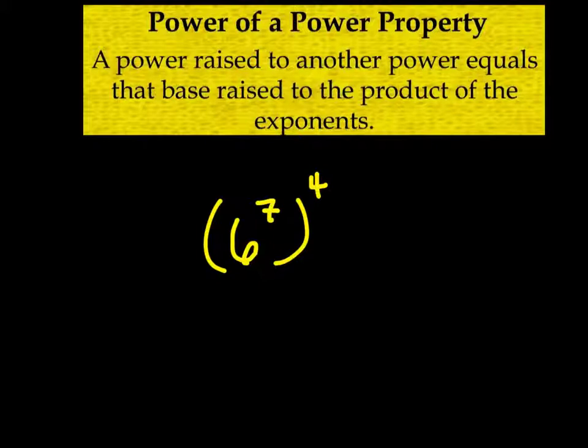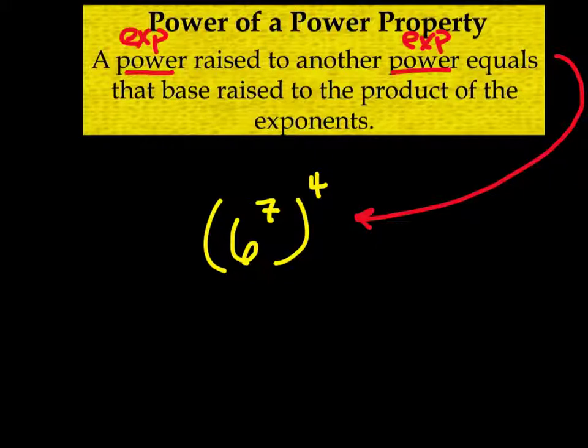So a power raised to another power equals that base raised to the product of the exponents. That sounds like gibberish, so let's make it make sense. A power, or an exponent, raised to another exponent. So essentially, in this situation we have 6 to the 7th power, which is again raised to the 4th power. That is equal to the base, in this case 6, raised to the product of the exponents. So in other words, we're going to multiply the exponents.